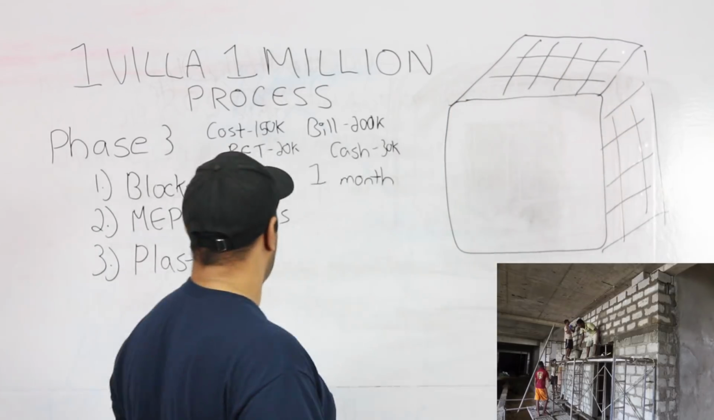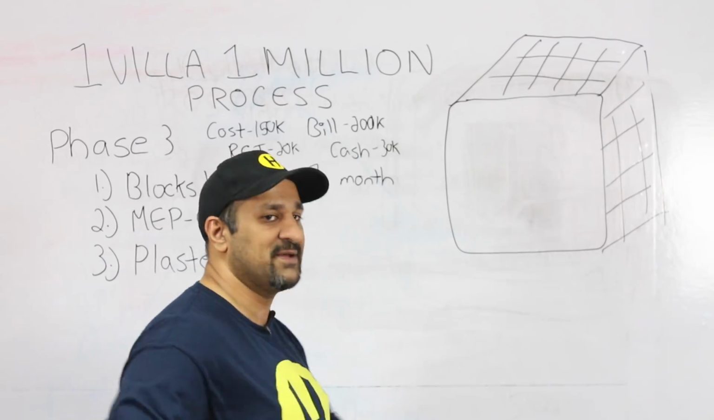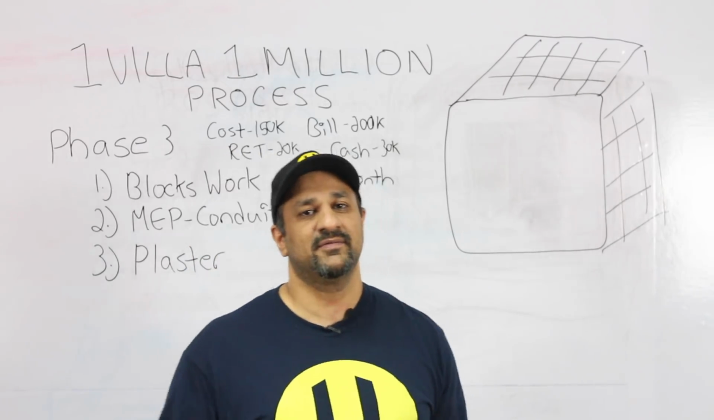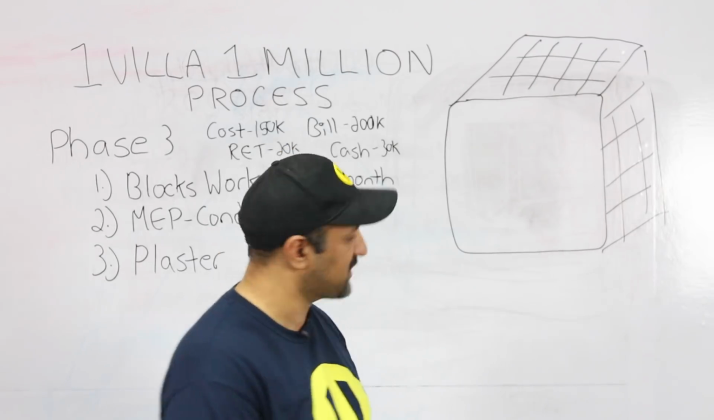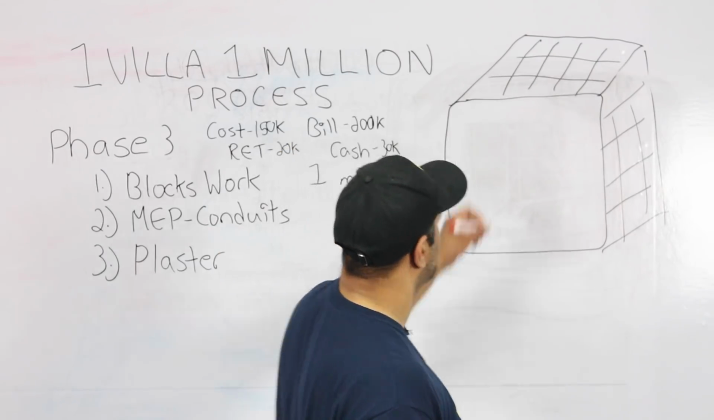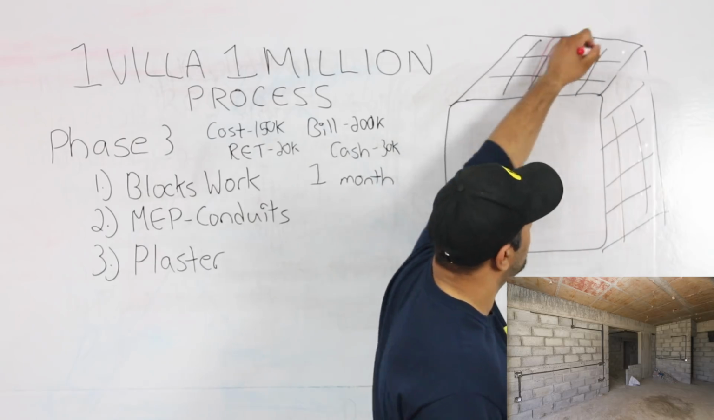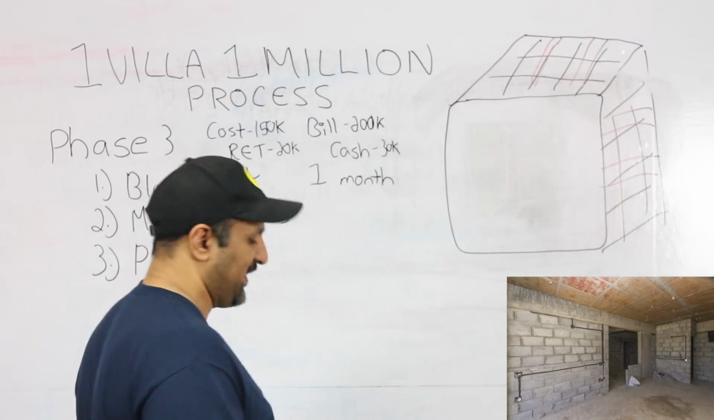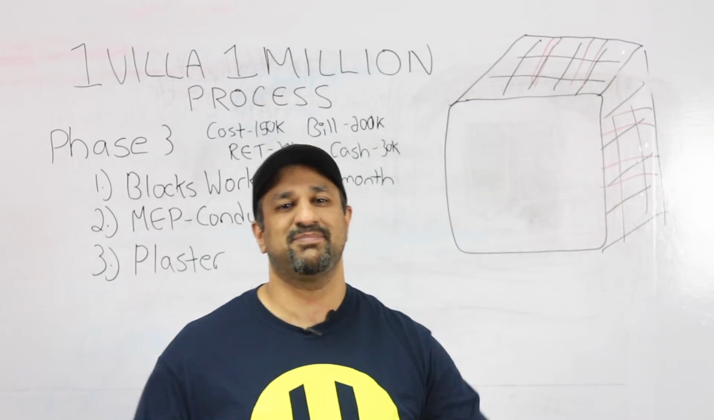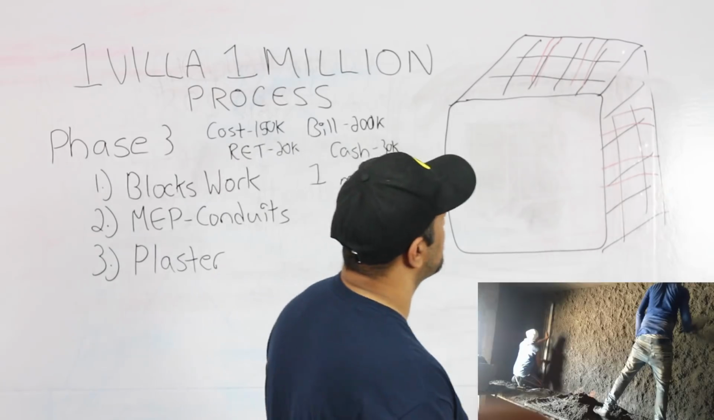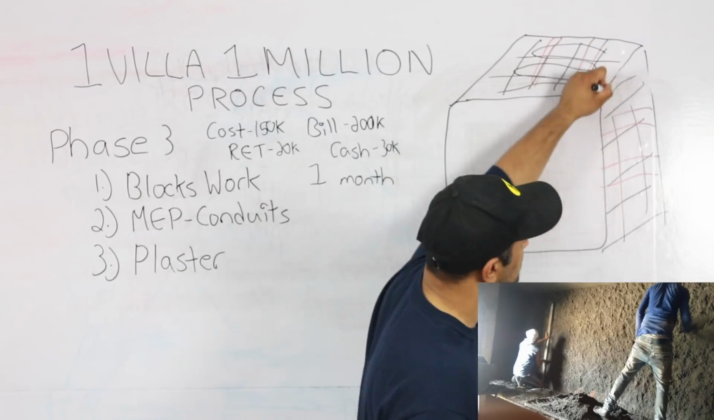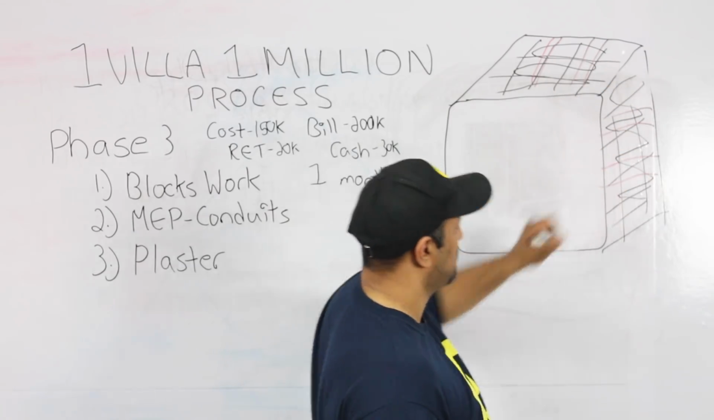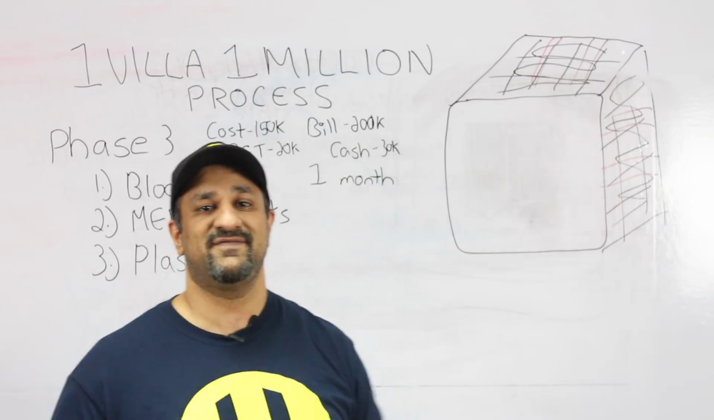Okay. Now, on top of that block works, as I mentioned, the MEP, which is the mechanical, electrical, and plumbing, is always ongoing throughout the project. And so this would be essentially your conduits and your plumbing. And then the final piece in phase 3 is the plaster. And the plaster just essentially goes over here. So this is all plaster. This is all plaster. And we are done phase 3.